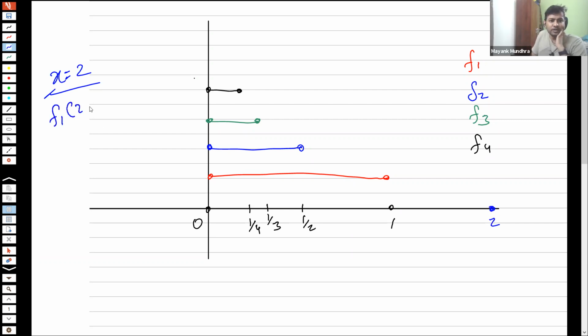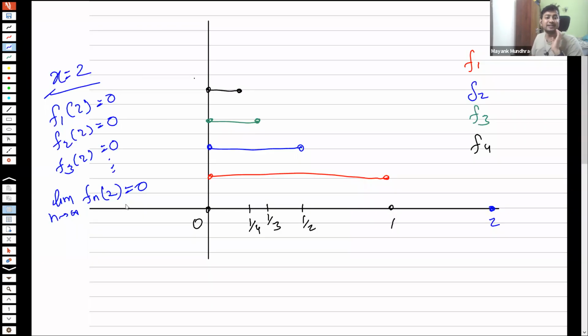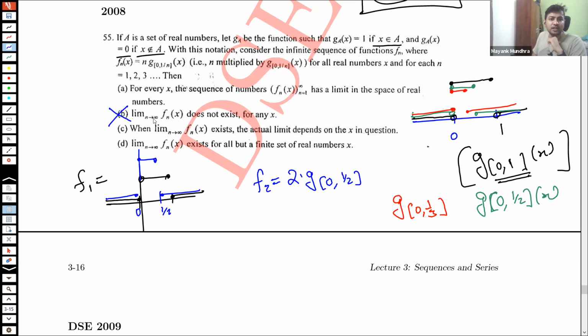Right? So f1 at 2 is 0. f2 at 2 is 0. f3 at 2 is 0, and so on. So limit n tending to infinity fn of 2 is 0. So the limit does exist for some x. It's saying that the limit does not exist for any x. This is false.